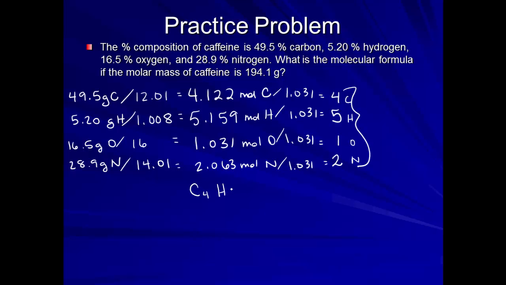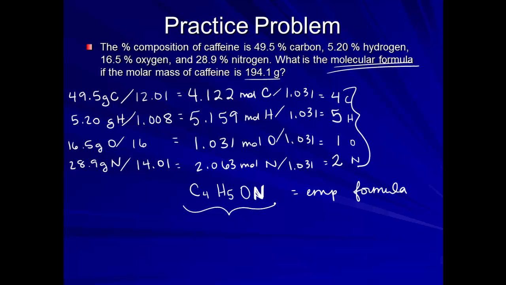So it is C4H5ON2. So this, that should be a big N. Okay, so this is called the empirical formula. The question, though, asked for the molecular formula, and it told us that the molar mass of caffeine is 194.1. So we just need to ask ourselves, is the molar mass of this 194.1, or do we need to multiply it by something to get it to the right molar mass?